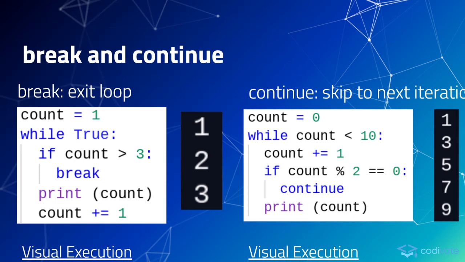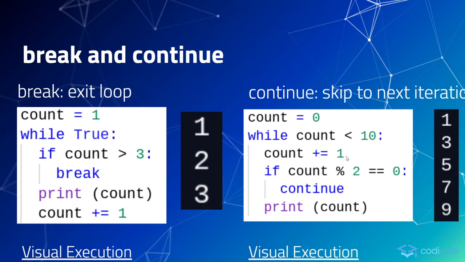The second keyword is continue. What continue does is it will stop the current iteration and skip to the next one. So let's take a look at our example. Count has a value of 0. While its value remains less than 10, we are going to execute this set of instructions. First, we increment it by 1. So 0 plus 1, it now has a value of 1.